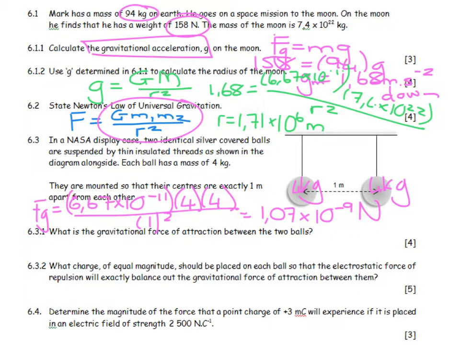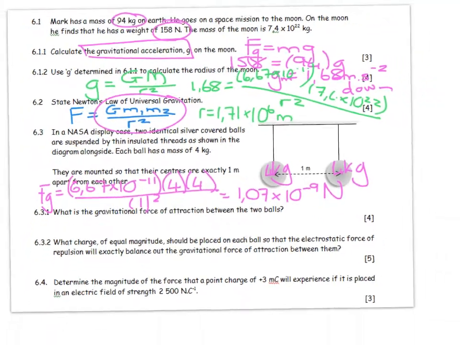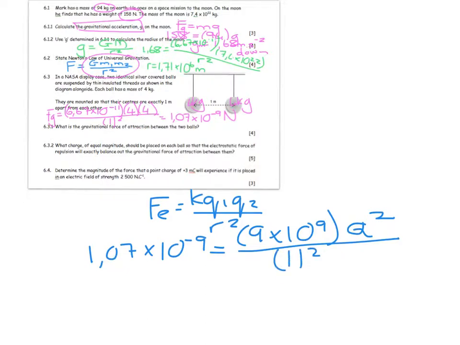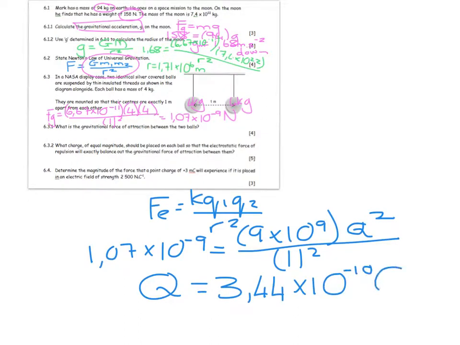So now I take that gravitational force that we have just calculated and I now make it an equal electrostatic force. So electrostatic force is equal to k Q1 Q2 over r squared, and that is 1,07 times 10 to the negative 9 is equal to, and my k value is 9 times 10 to the positive 9, and then I don't know the charge, but it's Q squared, not 2Q, it's Q times Q, and then you've got a 1 squared down there. Rearrange and square root, and you find that the charge on each one is going to be 3,44 times 10 to the negative 10 coulombs.